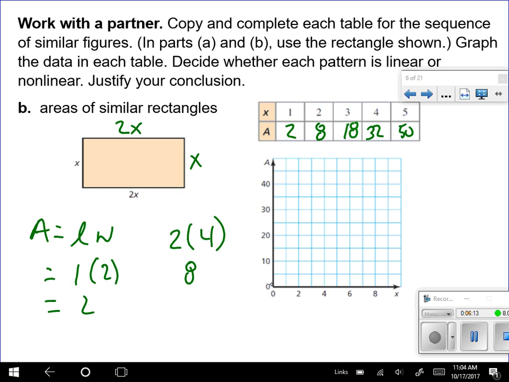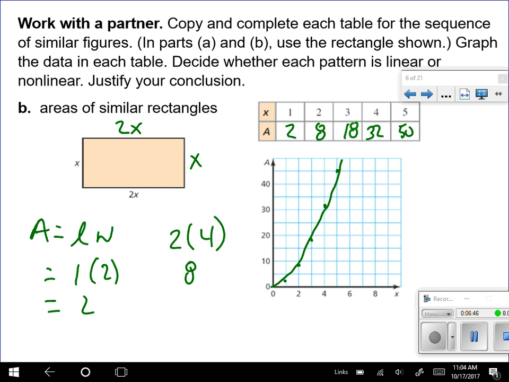Okay, so if we graph this, 1 is at 2, 2 is at 8, 3 is at 18, 4 is at 32, and 5 is at 50. Okay, so is this a line if we were to graph this? Does that look like a line? Not really. That looks more like a curve.